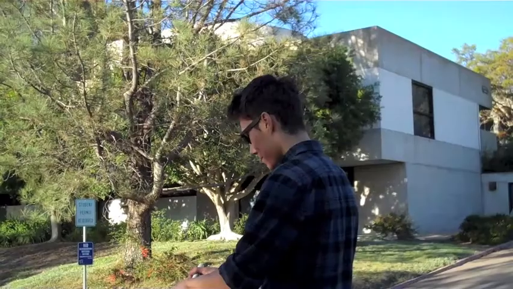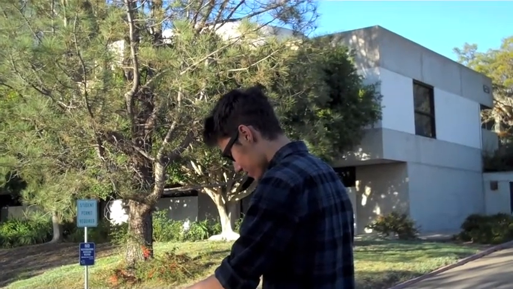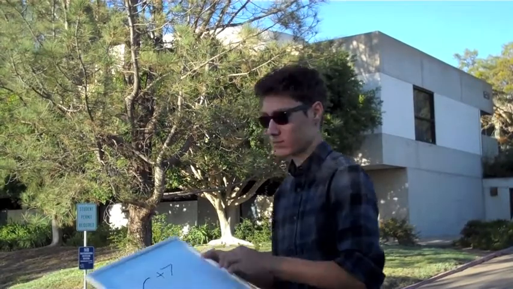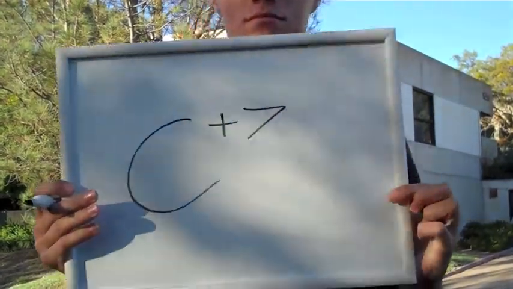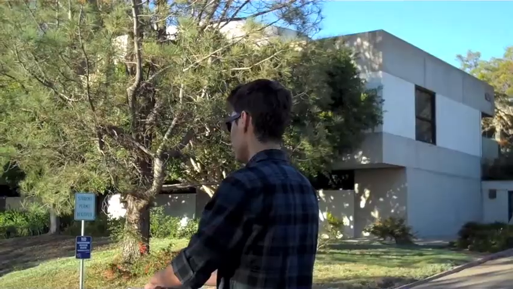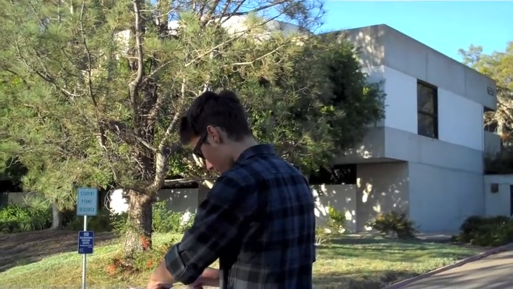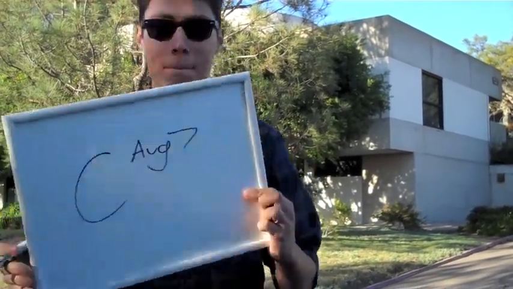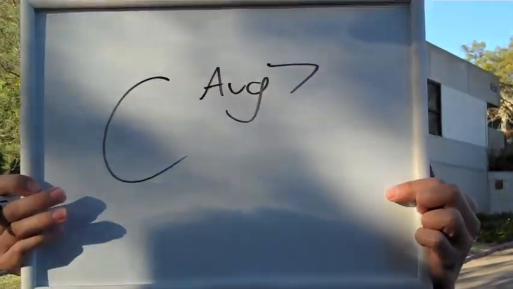Now we have come to augmented 7th chords. Like the others, there are multiple ways to notate augmented 7th chords with lead sheet chord symbols. The first of which simply uses the plus sign followed by a 7. Another way to indicate this chord is by using the abbreviated AUG for augmented, or sometimes 7 with a sharp 5.